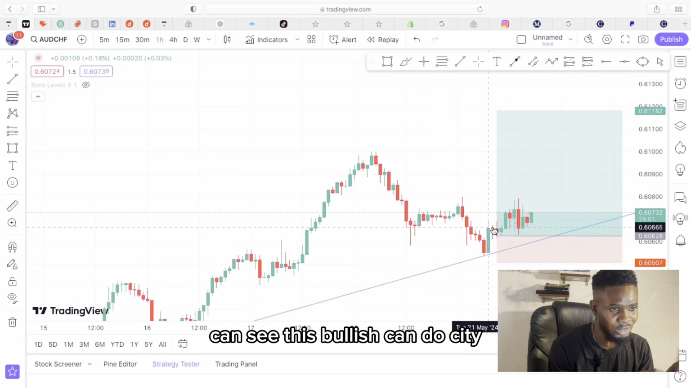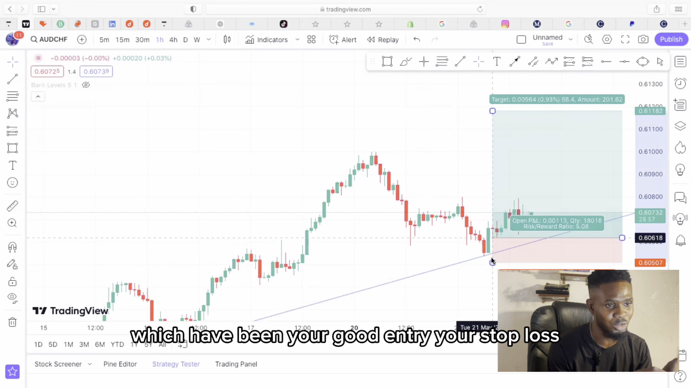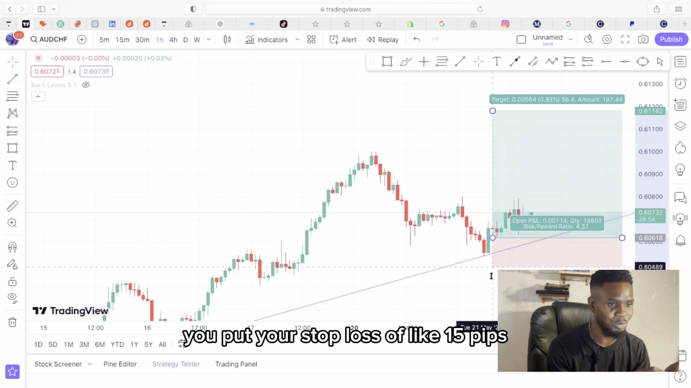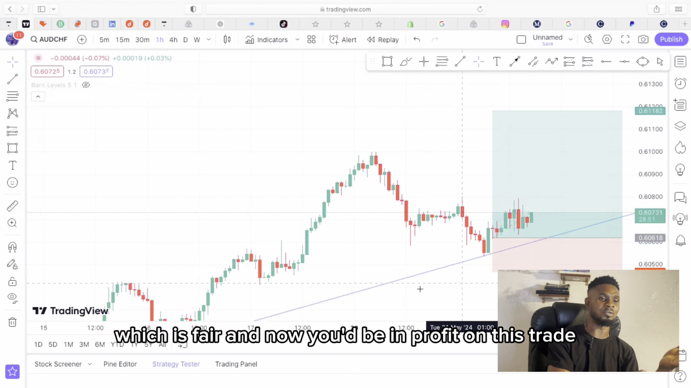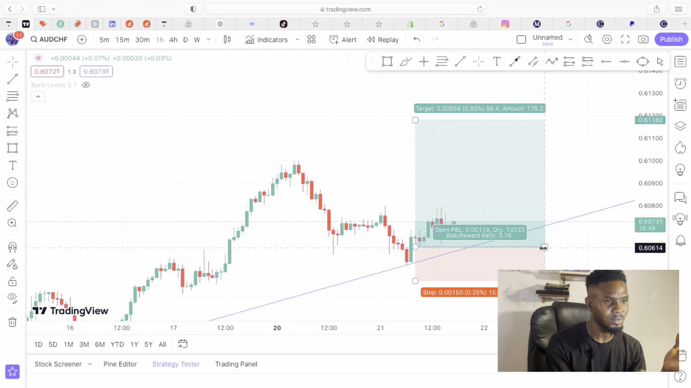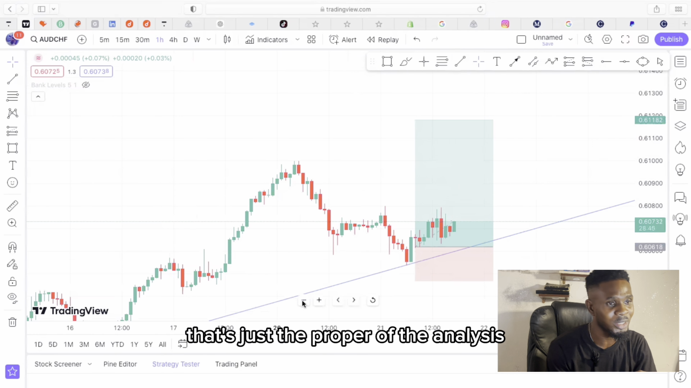You can see this bullish candle, see the 50% retracement, which is around here, which would have been your good entry. Let's just say you put your stop loss at like 15 pips, which is fair. And now you'd be in profit on this trade. So that's just how we do it. That's just a proper top-down analysis.